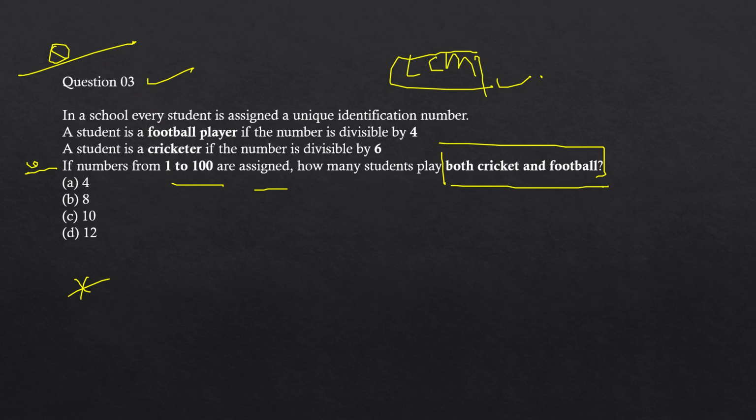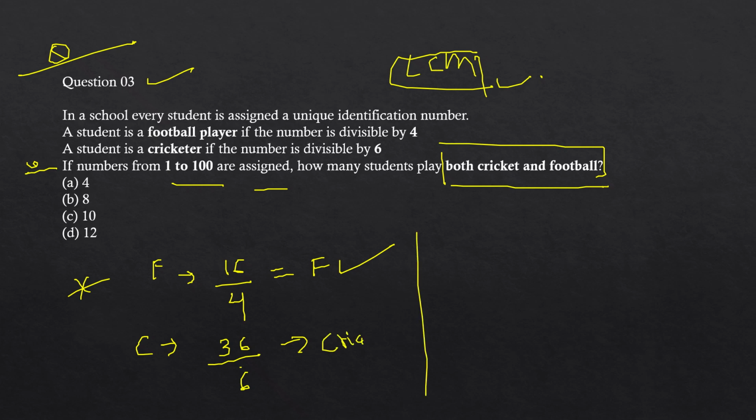First of all, you will understand a student is a football player if the number, suppose 16 is the identification number, is divisible by 4, so this is a football player. And in a similar case, suppose identification number 36 is divisible by 6, so it is a case of cricket. Now we have to find, if numbers from 1 to 100 are assigned, how many students play both cricket and football?